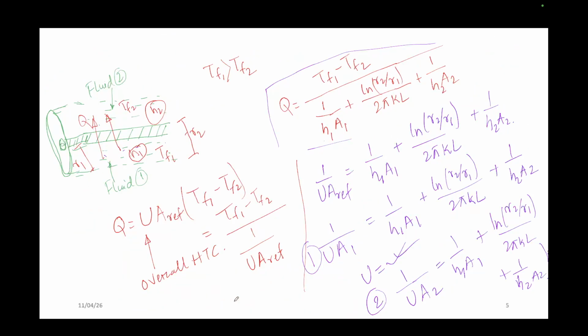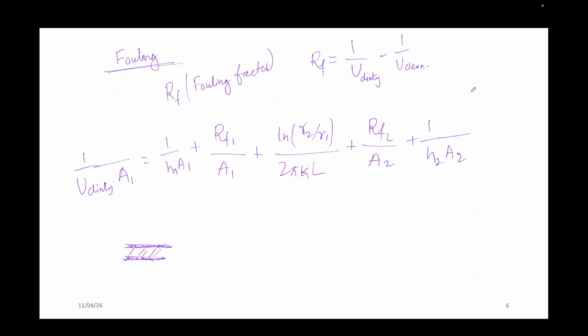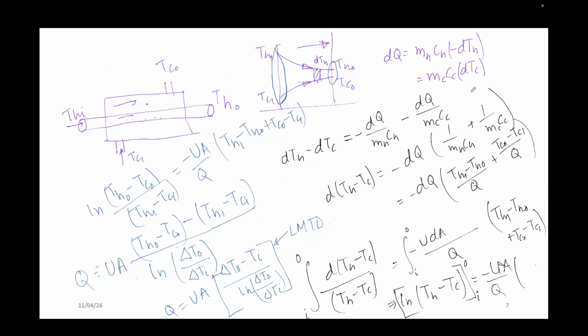We also studied the overall heat transfer coefficient U, and how to find it based on the concept of thermal resistance. If there is conduction, you can use the thermal resistance formula for conduction, and if convection, similarly. This is the approach you need to follow. We also discussed how to find U with the fouling factor. And we derived the mean temperature, which in the case of a heat exchanger we consider as the LMTD.